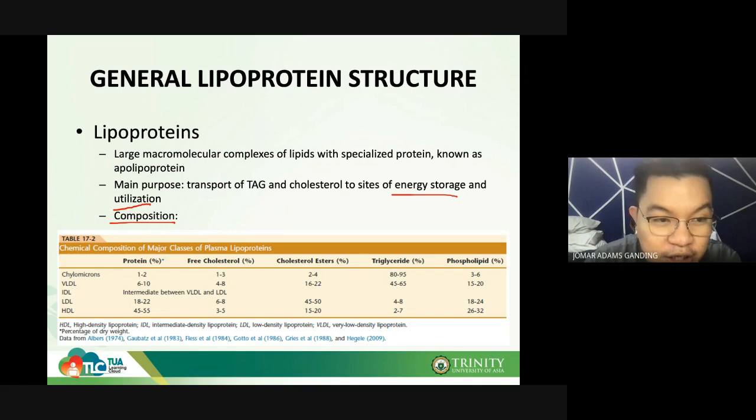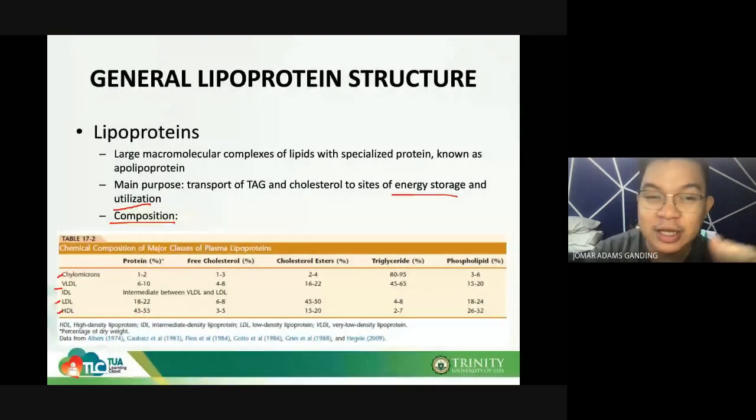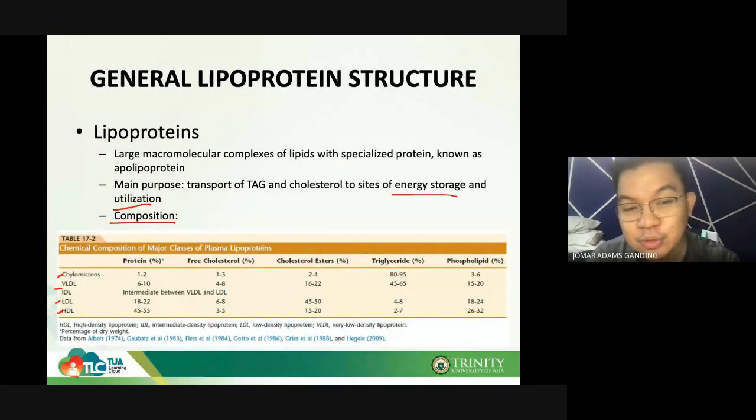The one that you see here, there are actually four major classes of plasma lipoprotein. But in your Henry's, they included your IDL. Your IDL is your intermediate density lipoprotein. Okay, so there are different lipoproteins. What are the different lipoproteins? So, ladies and gentlemen, let me introduce to you your major lipoproteins. We'll follow Henry's na lang. I will include your IDL.